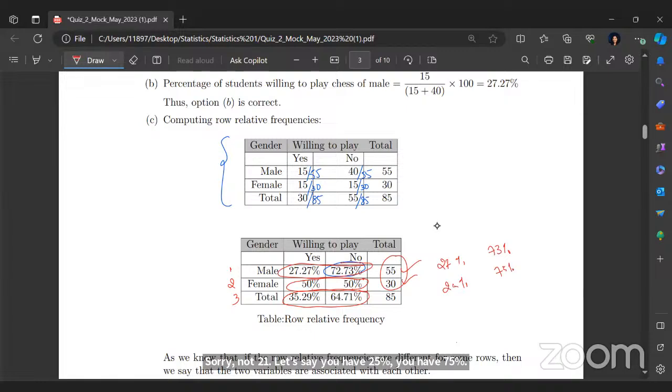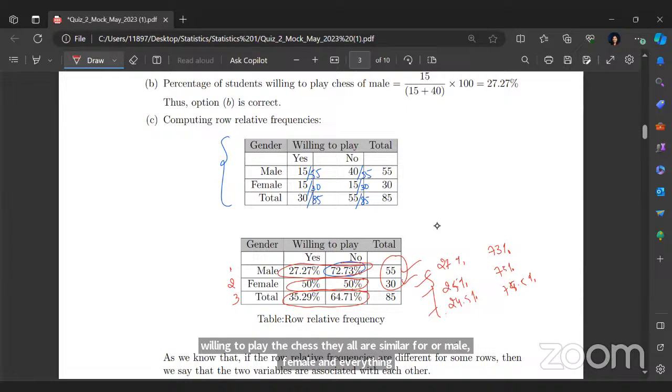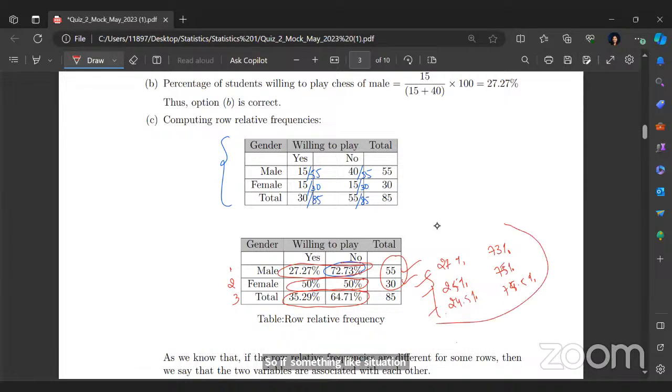And let's say 24.5%, 75.5%. So you see all these three rows are very similar, right? I mean, the proportion in which a male or a female is willing or not willing to play chess is similar for male, female, and everything. So if a situation like this happens, then we say there is no association.